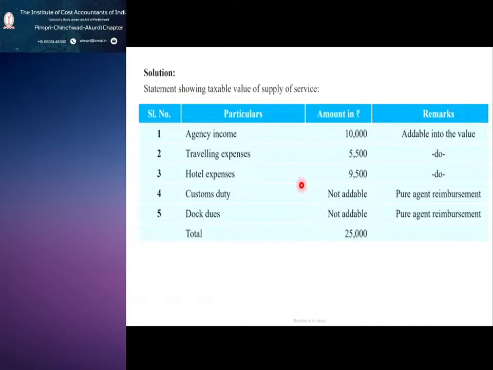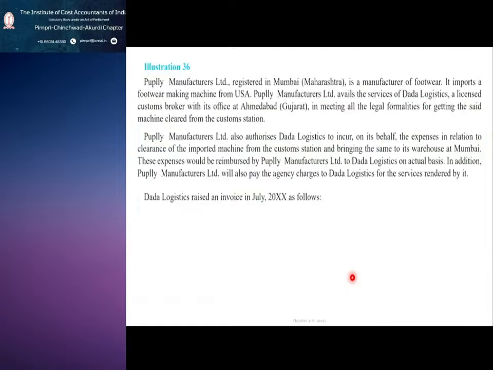So this customs duty amount, when any import happens, I need to pay to the customs authority 55,000, but he pays on behalf of us. So that is not addable. So the GST, that is his taxable value of supply, will be 25,000 only. If you add the two values, then he is not considered as a pure agent. Okay, so you can see one last example.